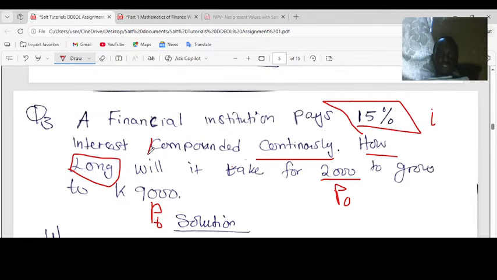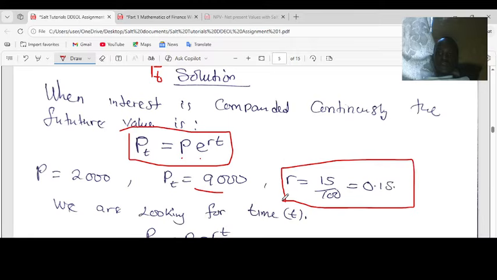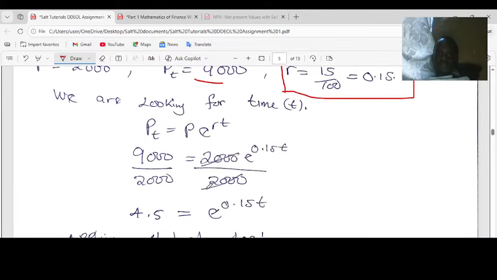So the key word here is compounded continuously. What is the formula for compounded continuously? Recall that formula and replace everything you have. So you have PT, which is 9,000, you replace. P0 is 2,000, you replace there. e is just Euler's number, it's on your calculator, nothing to stress about. r is 15 over 100, which is just as good as 0.15. Then when you replace there, 9,000 is equal to 2,000 e to the power 0.15t.